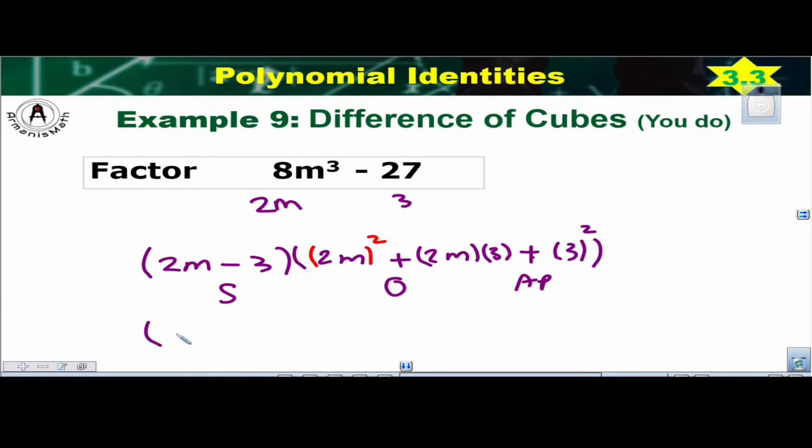So basically I've got 2m minus 3 times 4m squared plus 6m plus 9. I don't like M&M. I don't actually like sweets that much. I like fruit. Anyways, I use SOAP to help me with this as well.